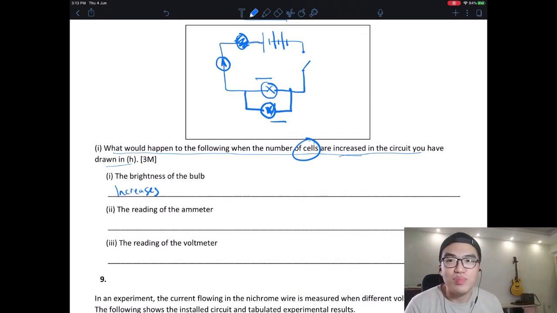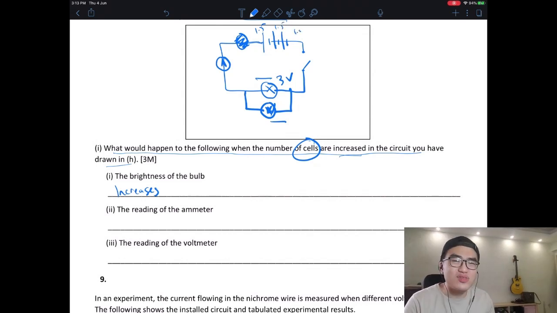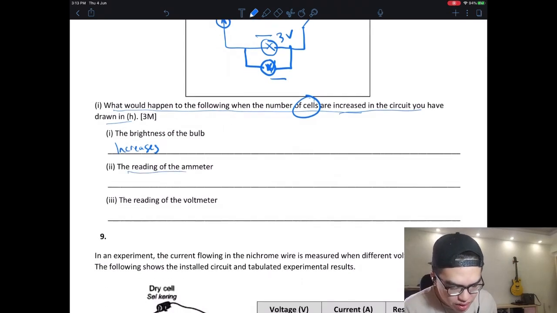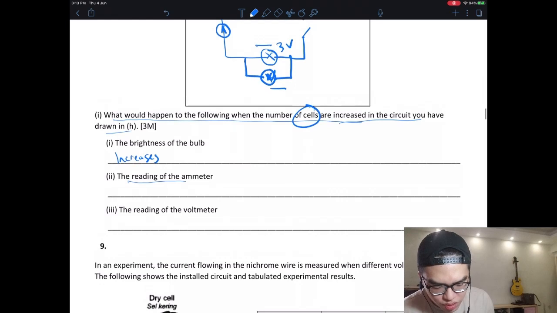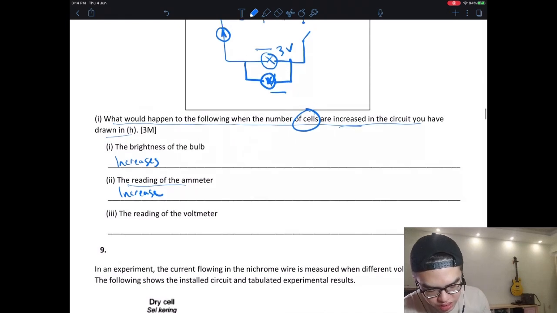Of course, there are so many you can put. If let's say the bulb uses 3 volt, if one battery is 1.5, so if you put 2, it's 3. Of course, it's normal brightness. If you put 3, can you do it? Yes, you can. But the bulb is going to burst soon. It's going to break, because it's 4.5 volt, it's more than the voltage. So number 2, the reading of the ammeter will increase as well because I'm using more battery. And then the reading of the voltmeter, of course, it will increase as well.